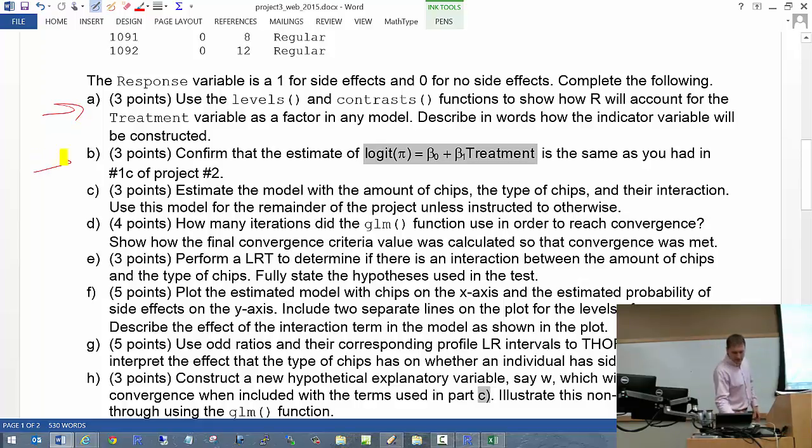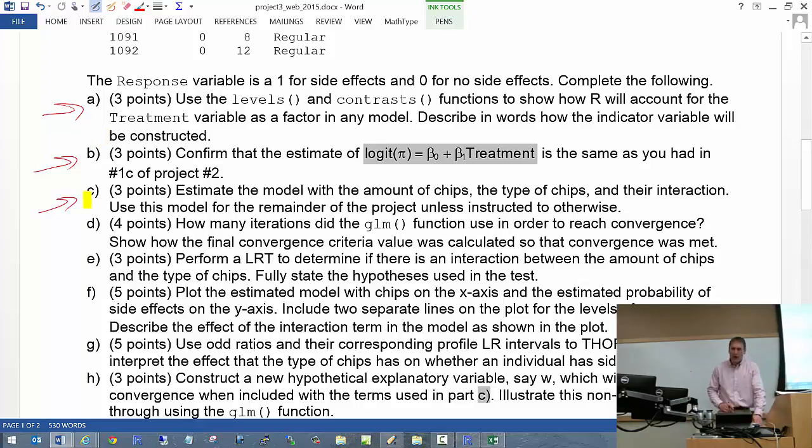Part B, I just threw that in there just to confirm to you, in case you just didn't believe me, that indeed the response and treatment were exactly the same as what you've seen before. So this model that you're going to estimate here should be exactly the same as from project number 2. Should be easy.